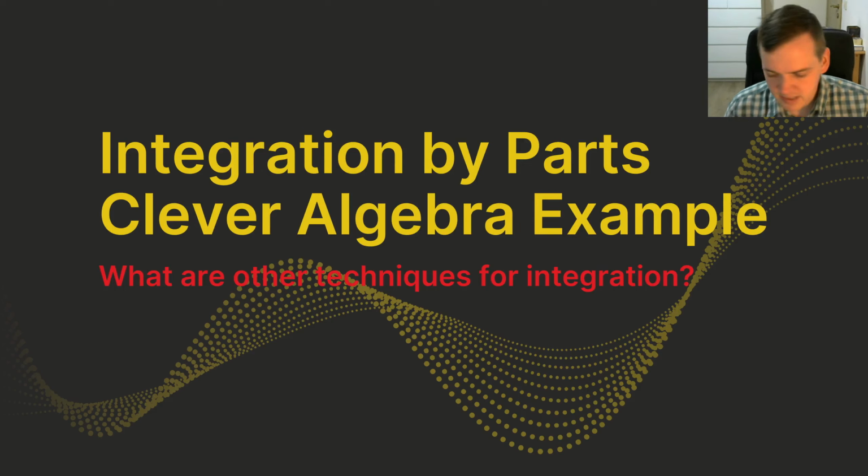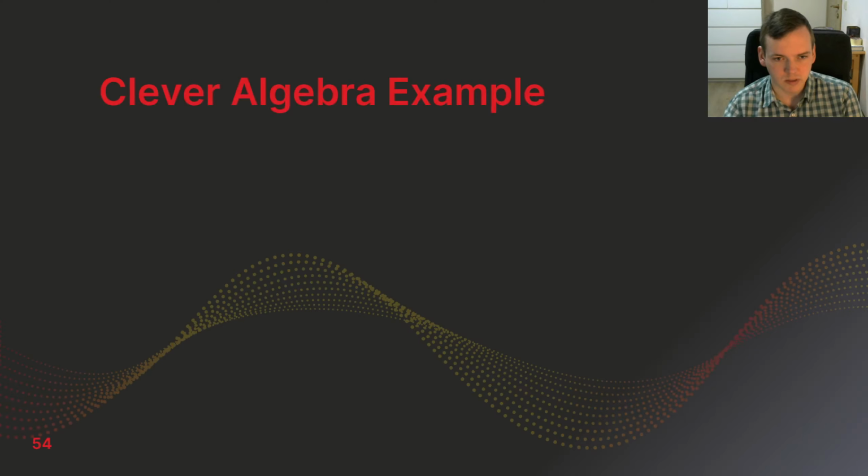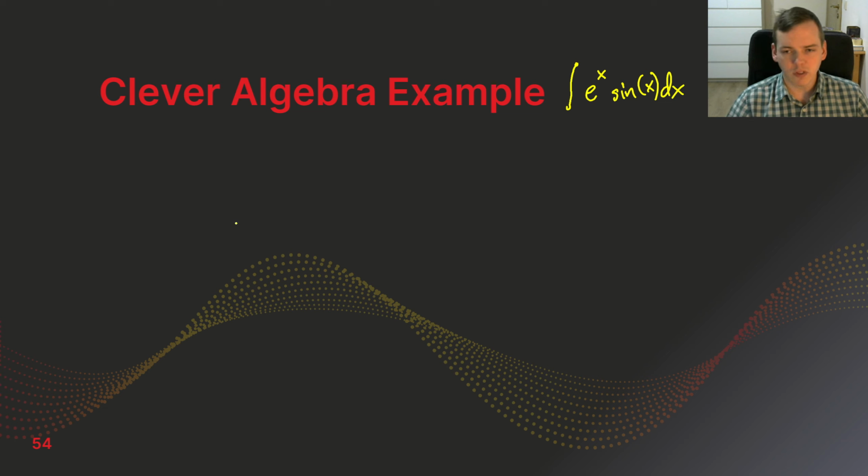Let's take a look at an example where some clever algebra will let us solve a problem with integration by parts. The example we want to use here is the integral of e to the x sine of x dx. At first glance, nothing appears like it's going to get simpler or more complex as we integrate or differentiate it. So let's just start by picking u equal to sine of x.